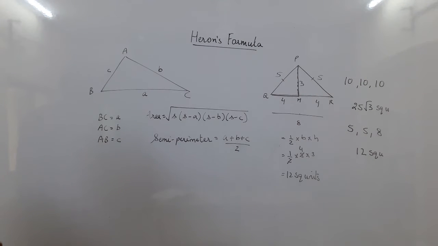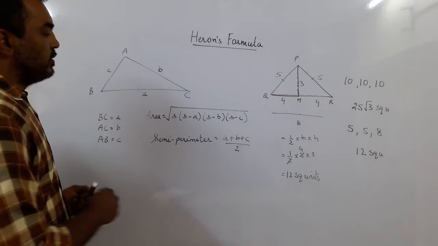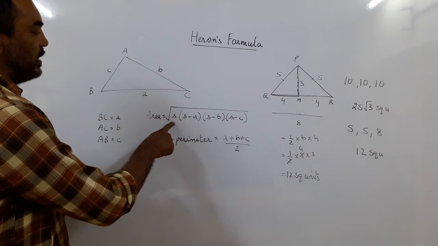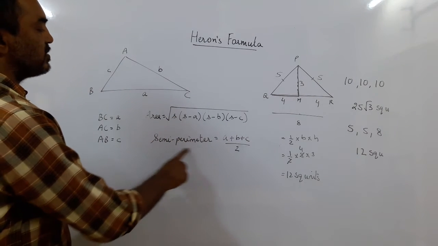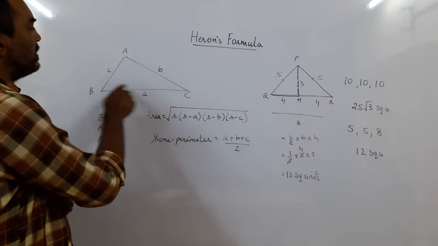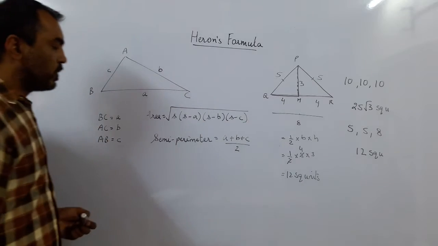Okay, the derivation is not part of the scope of the book. If you want, we can try it later on. But this is the area of a triangle: under root of S, S minus A, S minus B, S minus C, where S is the semi-perimeter. So perimeter is A plus B plus C, semi-perimeter is A plus B plus C upon 2.